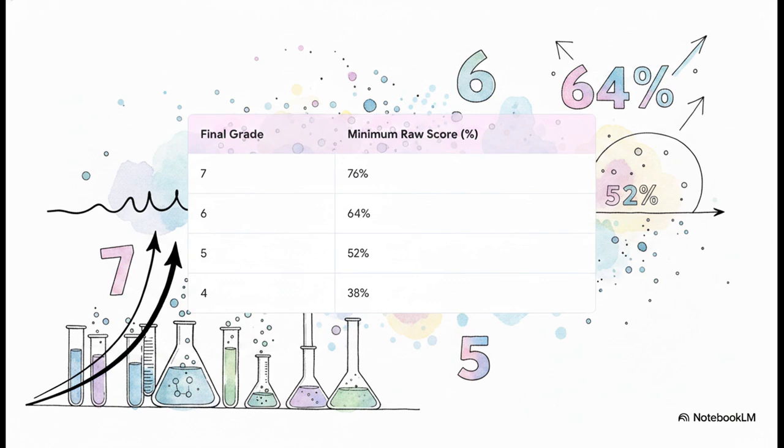Okay, let's make this less abstract. Take a look at these sample boundaries for Chem HL. To get a 7, you might need a 76%. But look at this. For a 6, it drops all the way to 64%. And for a 5, you only need about 52% of the marks. This is literally the system in action, turning your raw percentage into that final 1 to 7 score.